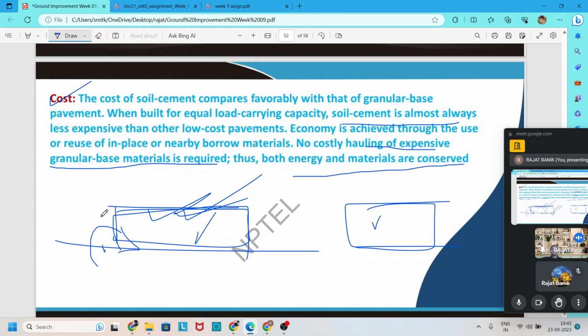This means when we apply the granular base, the granular material has to come from some great distance because granular soil is not readily available. So the hauling cost of the granular base is more than for soil cement, where we use local material. And in this way, we reduce the energy and material cost also.